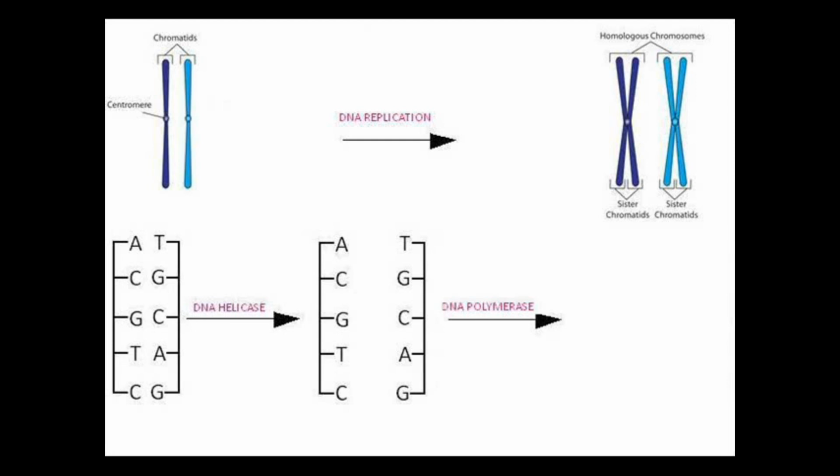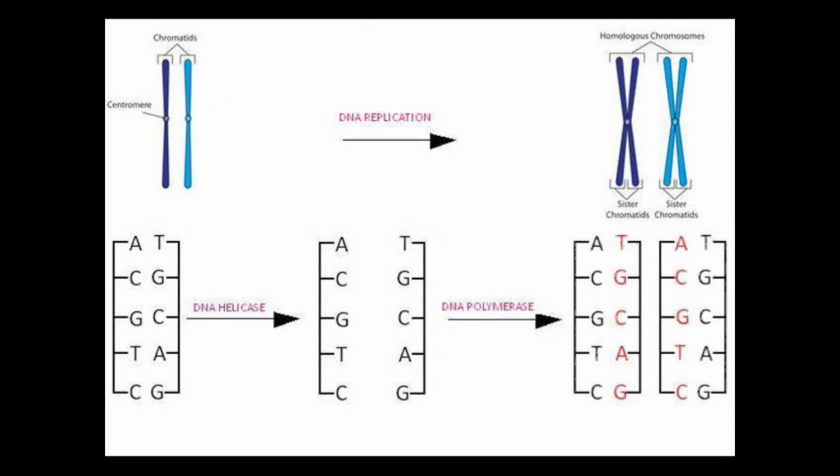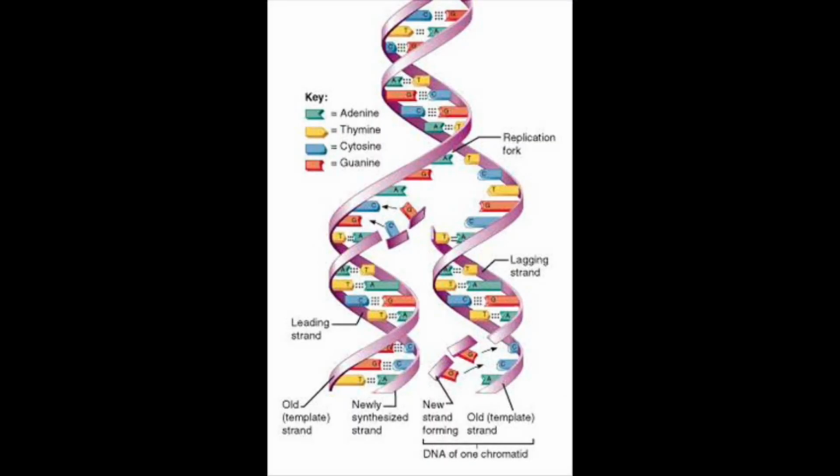Next, another enzyme called DNA polymerase puts the new complementary nucleotides on the exposed nitrogenous bases according to the base pair rulings. If there is an adenine exposed, then it puts a thymine in its place, and so on. Then the enzyme DNA ligase comes along to tie the nucleotides together along the backbone. The result is 2 identical strands.